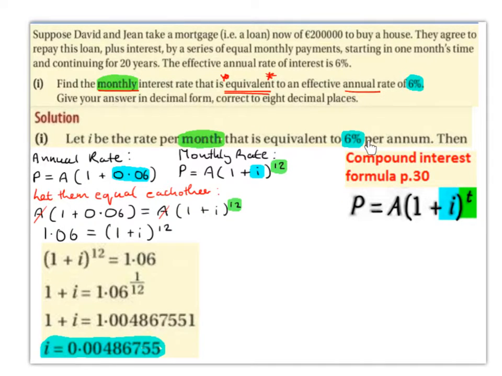So we're going to use the compound interest formula, which is found on page 30, which is P equals A times 1 plus I to the power T. We're going to let I be the rate per month that is equivalent to 6% per annum. So we have our annual rate is P equals A times 1 plus 0.06, because the interest is 6%. And then the monthly rate is P equals A times 1 plus I to the power 12, because there's 12 months in the year. So this is what we're trying to find, this I.